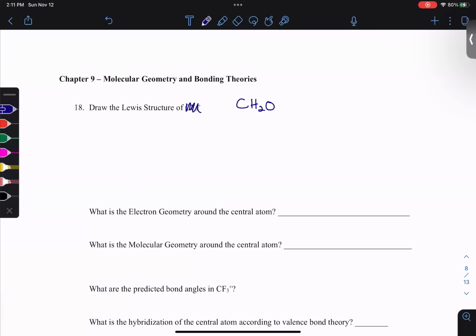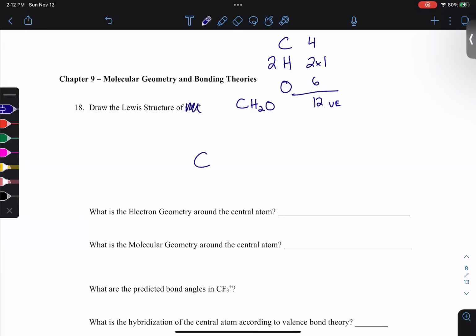All right, so 6 steps. How many electrons come from carbon? 4. Then we have 2 hydrogens, so we add 2 times 1, and then oxygen has 6. Great, so if we add that up, we have 12 electrons to play around with. This is a neutral molecule, so we don't have to adjust for charge. 12 is the number that we get. Okay, so what is our central atom? It's going to be carbon, yeah.